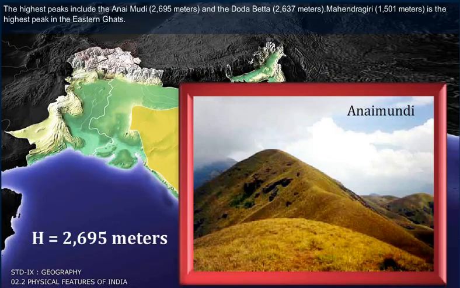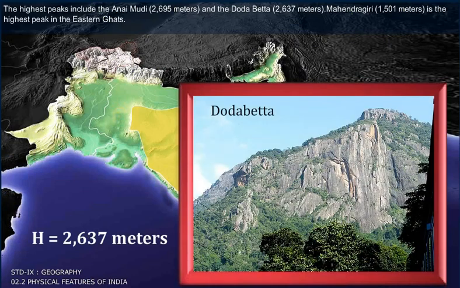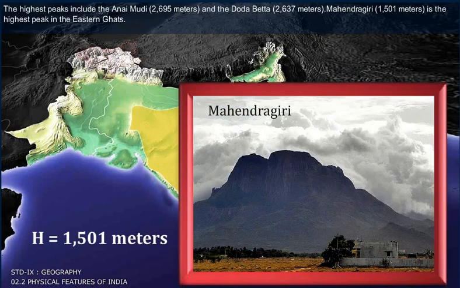The highest peaks include the Anaimudi, 2,695 meters, and the Doda Beta, 2,637 meters. Mahendragiri, 1,501 meters, is the highest peak in the Eastern Ghats.